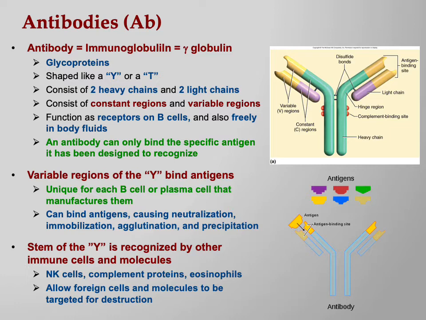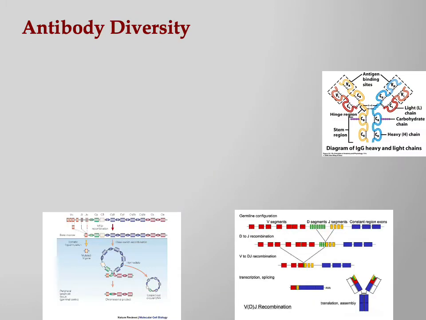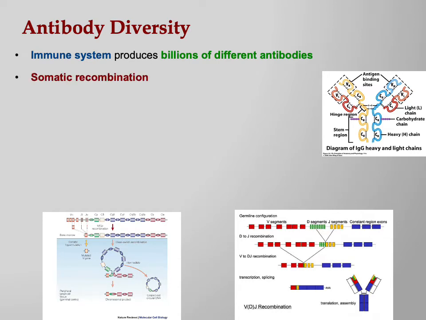Antibodies, again, don't kill. They just handcuff the bad guys. And then the cells of your body, eosinophils, complement proteins, natural killer cells, recognize the stem and kill whatever is attached to the arms. Now, there are lots of different kinds of antibodies. The immune system makes billions of them.